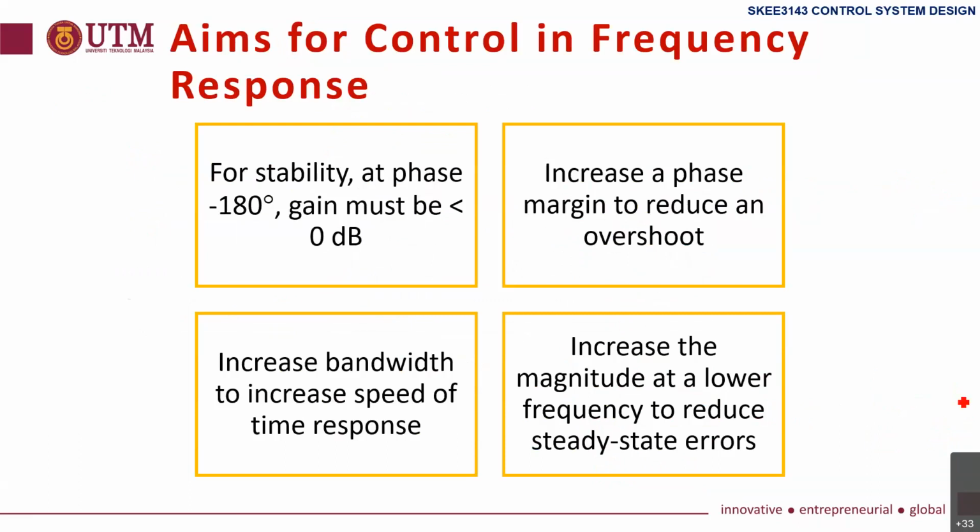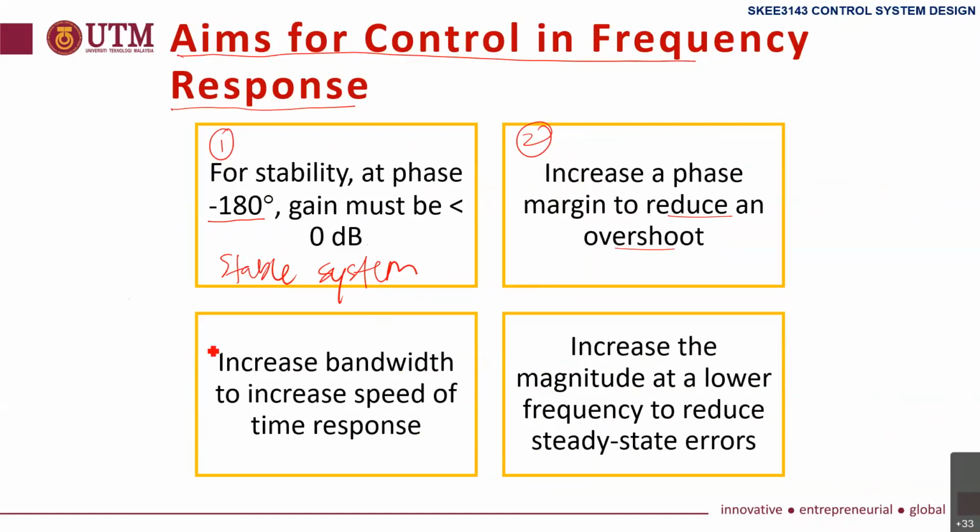Okay, finally today, I want to share with you the aims for control in frequency response. What we want in order to obtain a good system. First, we want a stable system. That means we want at 180 degrees gain less than 0 dB. That's what we want, a stable system. Number two, we want to increase phase margin, because by increasing phase margin, we can reduce overshoot. You can see the relationship, these two are inversely proportional. Increase phase margin, reduce overshoot.